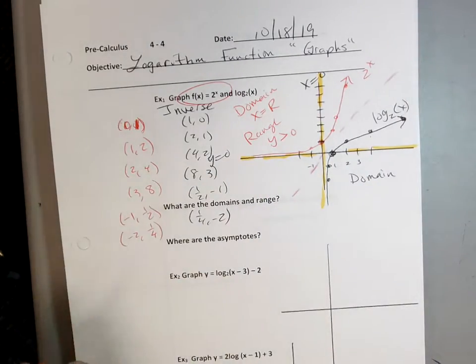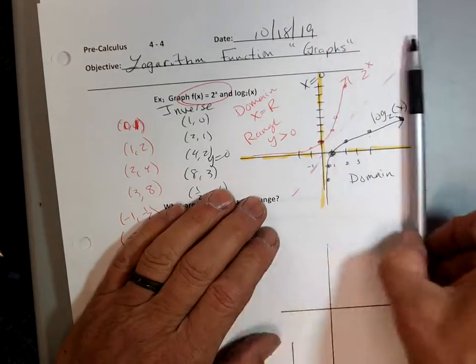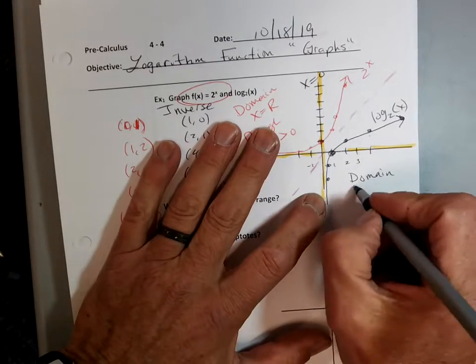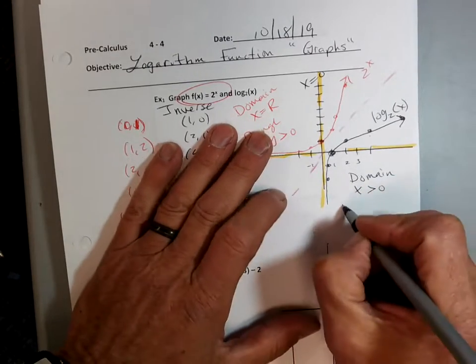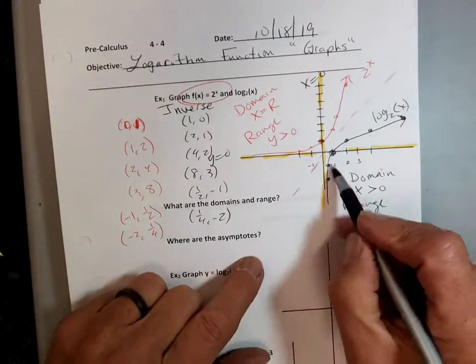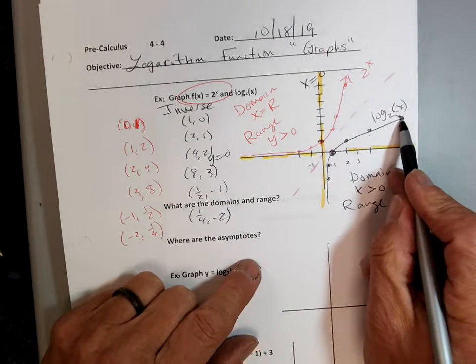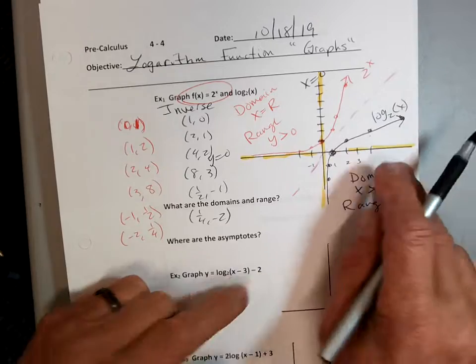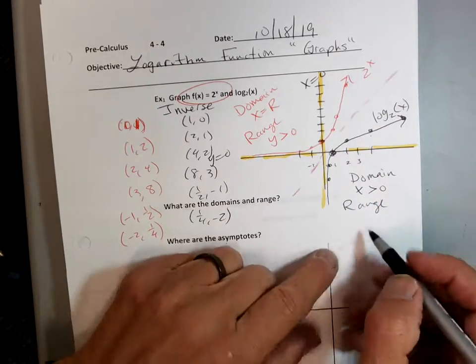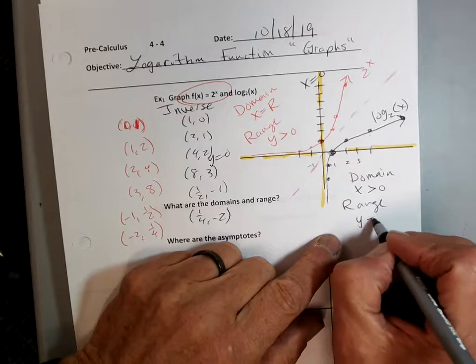If you look at the domain, it starts here and it moves over. See, my log graph is the black one. So my domain is x is greater than 0, and my range goes forever up. Even though this curves down, it's always moving up. It'll look flat at a certain point, but it's always moving up. So my range is y is equal to all real numbers.